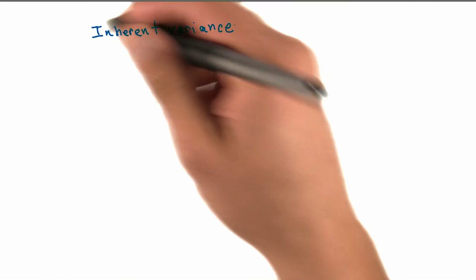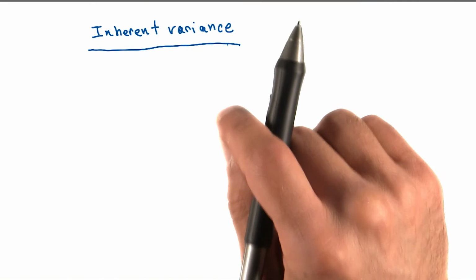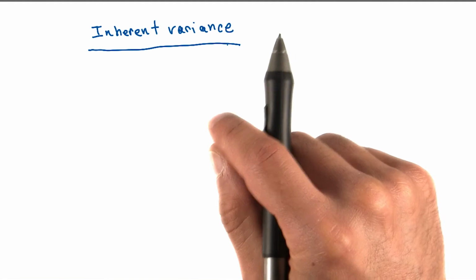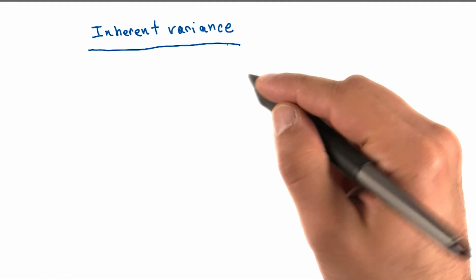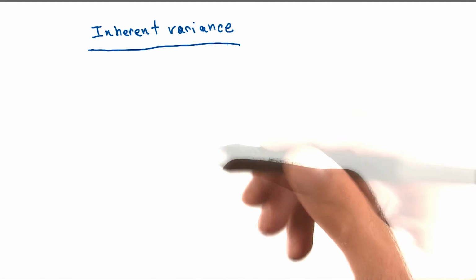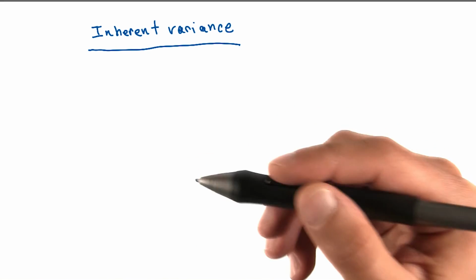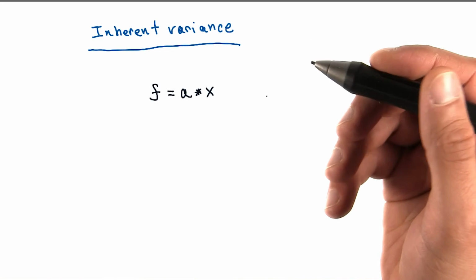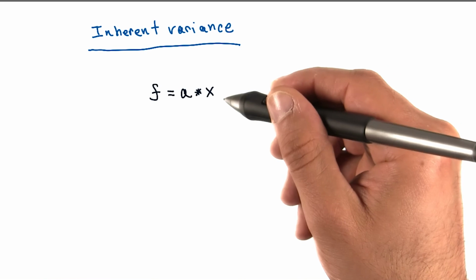This problem is called inherent variance. Note, this is not the same thing as model variance, which refers to how the output of your model is sensitive to training data. Inherent variance refers to the following concept. Let's suppose that our real model, meaning the actual real-life phenomenon, was in fact a linear one, meaning you had some function f, and it was a function of the single variable x.